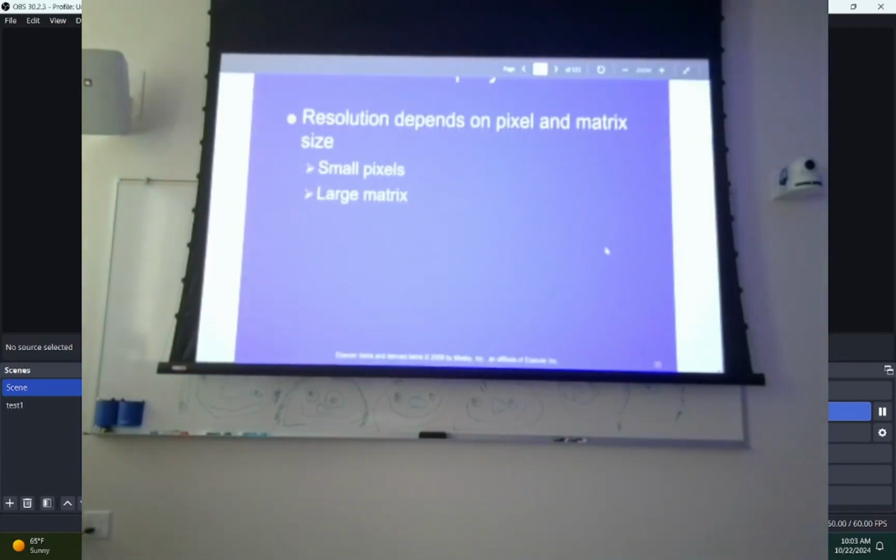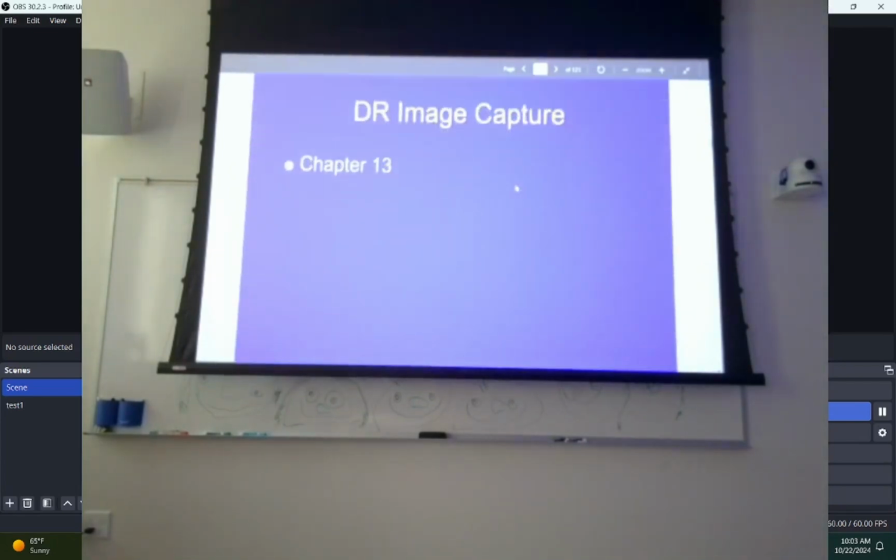And display is just like what we talked about before. It's the resolution of your computer or the monitors that they use back in the radiologist's office. So, any questions?